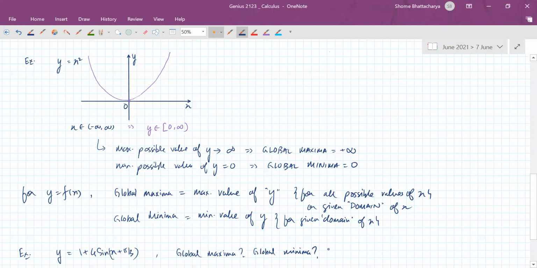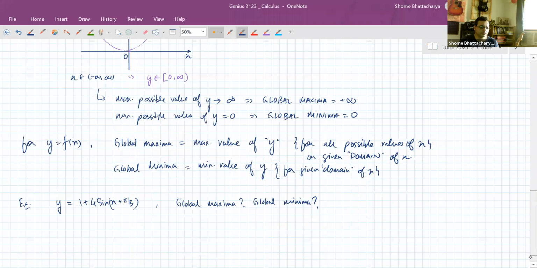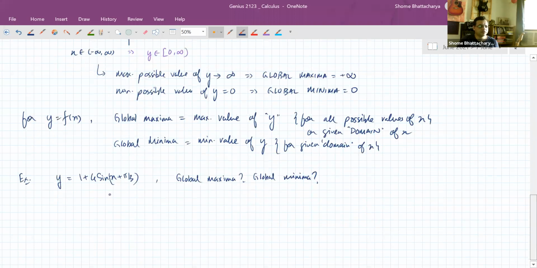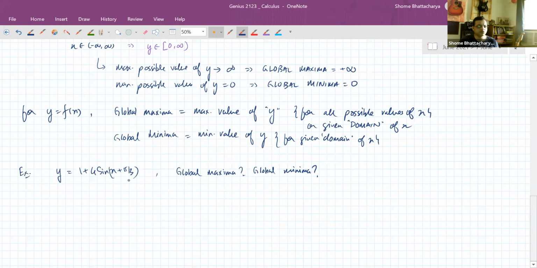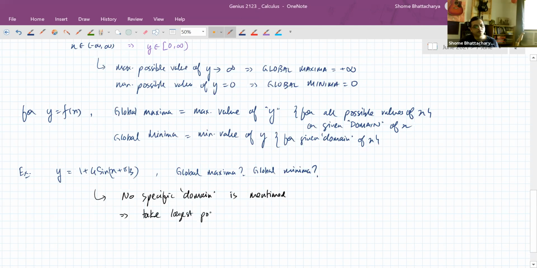Very good. So you can see here what is happening is that in the particular question that we have taken, there is no restriction given in the question for x. So no specific domain is mentioned. So first step, that means that we will take the largest possible domain.